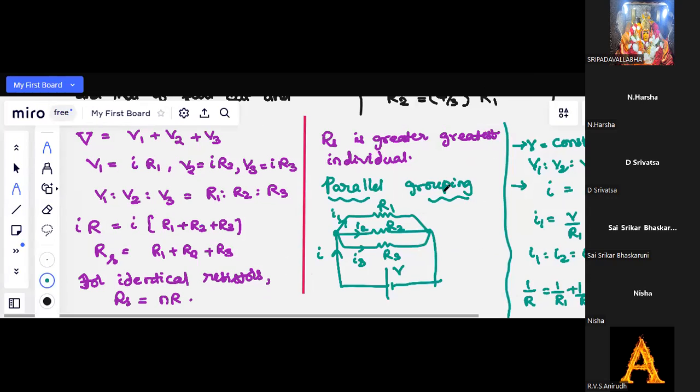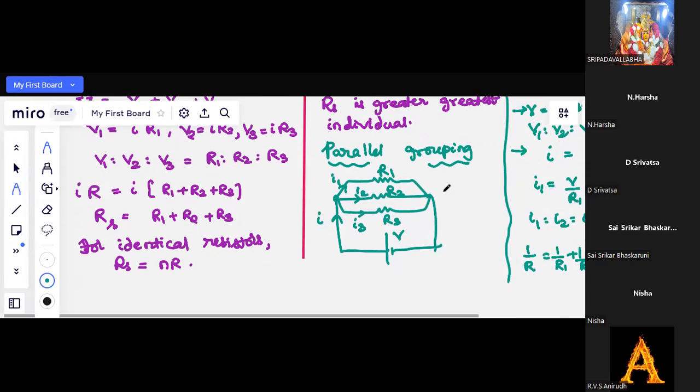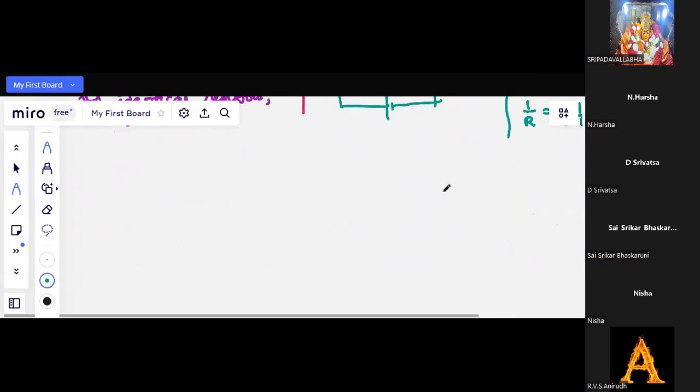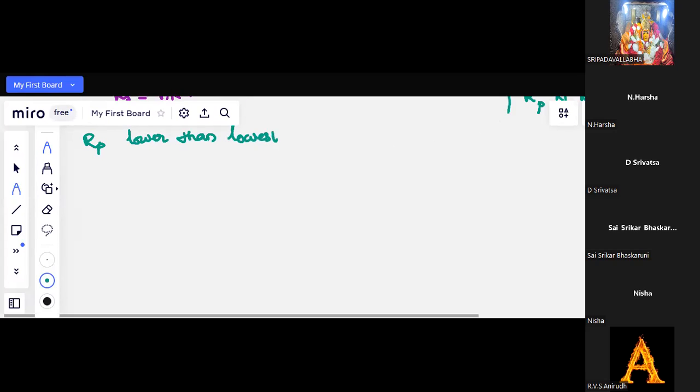Okay, so here this is the effective resistance. Since it is in reciprocal, for resistors in parallel we write R_P. It is smaller than the smallest, lower than the lowest individual resistance.